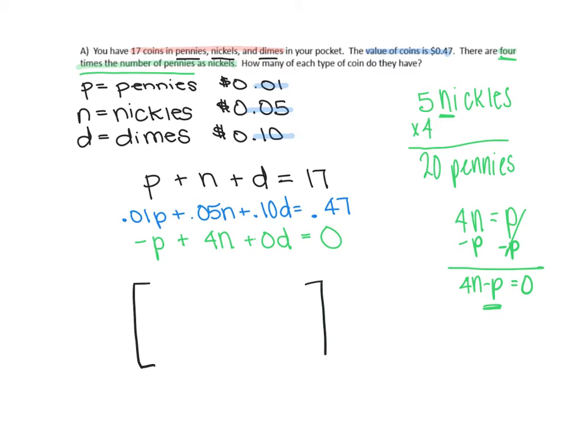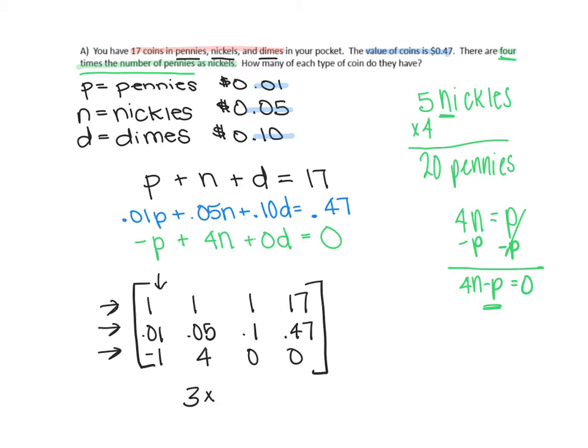First, I would need to write out my matrix. So remember, this would be 1 penny, 1 nickel, 1 dime, 17. Then 0.01, 0.05, 0.1, 0.47. Then -1, 4, 0, 0. I'm pretty sure we're pretty good at typing things into the calculator to solve them. So just remember this is a 3, because 3 rows, by 4 matrix, and we won't worry about typing it in to solve because, like I said, I think we're pretty good at that. I just want to make sure we're understanding the setup of each problem.